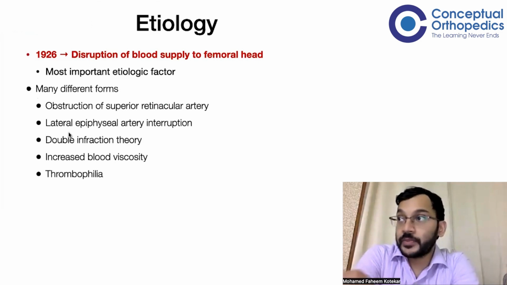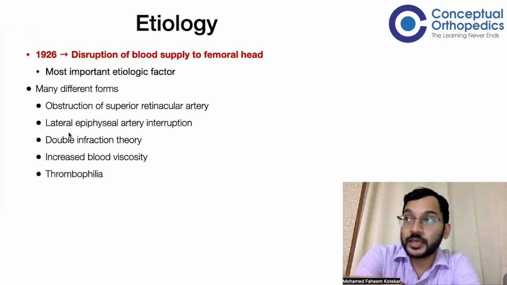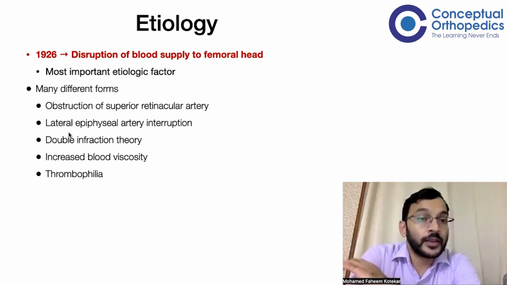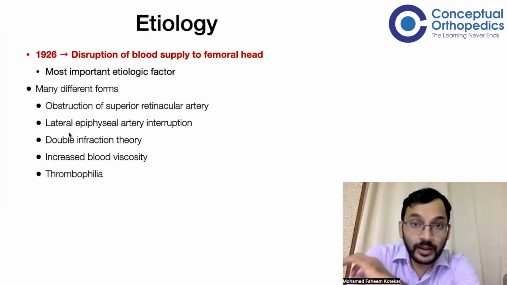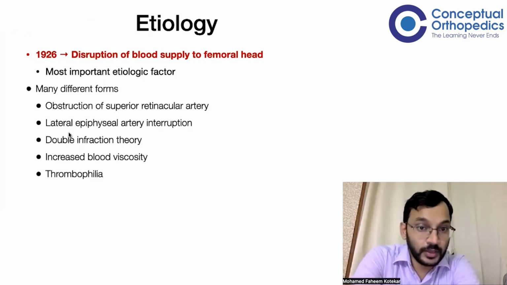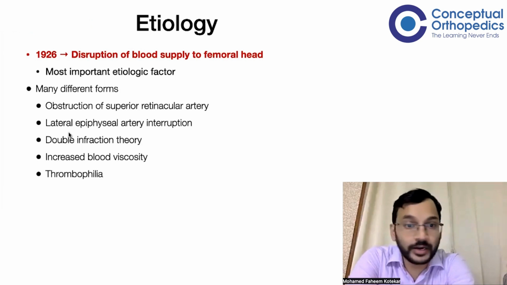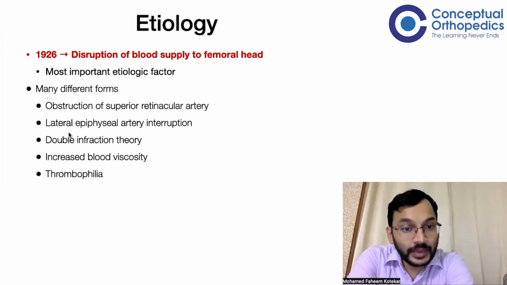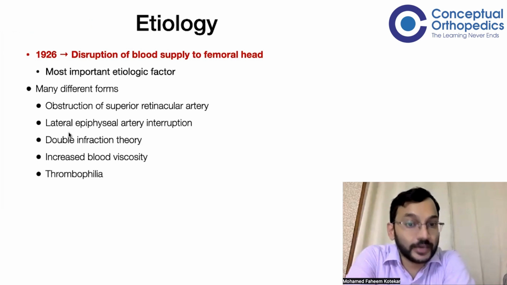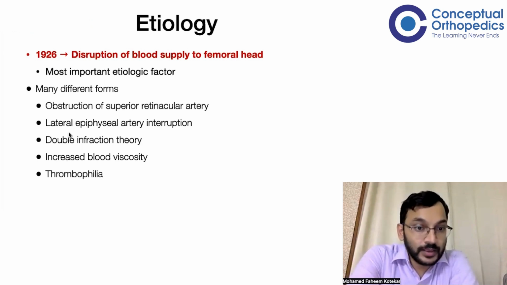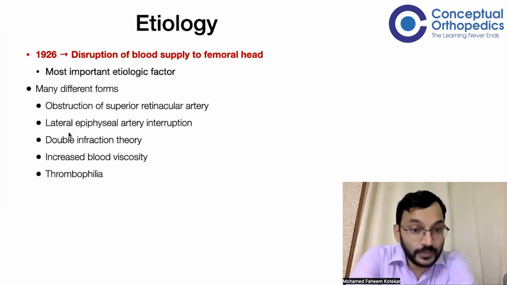And different pathologists, surgeons, and scientists found out that different arteries can be occluded, which would give rise to a Perthes disease sort of picture. So initially, it was thought that it's due to obstruction of the superior retinacular artery. Then it was told that lateral epiphyseal artery interruption causes Perthes disease. Then we had the double infarction theory.